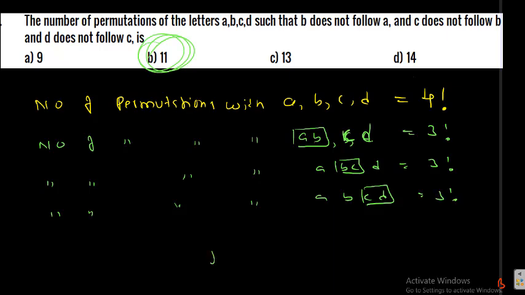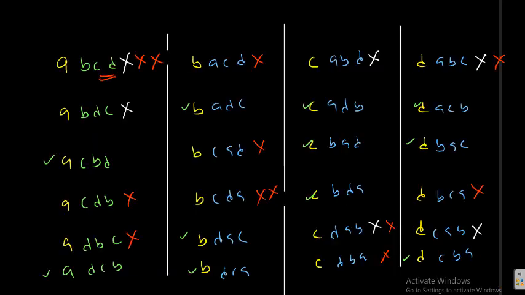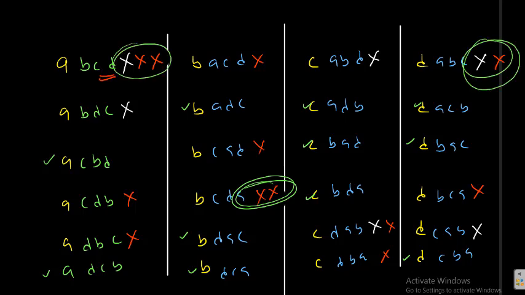What I did first of all, 4 factorial minus these 3 factorial, 3 factorial, 3 factorial subtracted. Actually 24 minus 18, that is equal to 6. But 6 is not the right answer, 11 is the right answer. What is the problem? I will show you, students. While subtracting, this is 2 times subtracted. See, this is 3 times subtracted. Understood? So this is also 2 times subtracted.